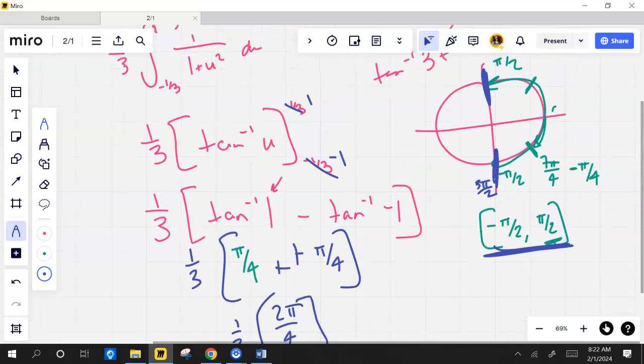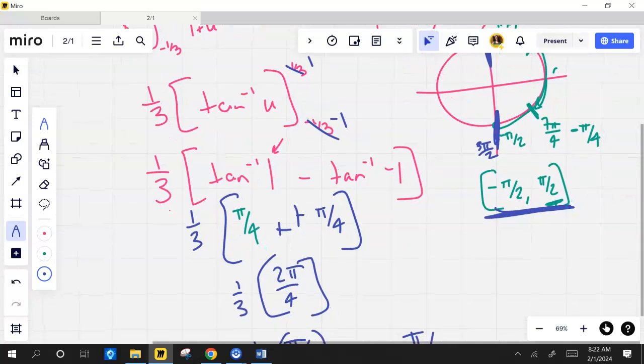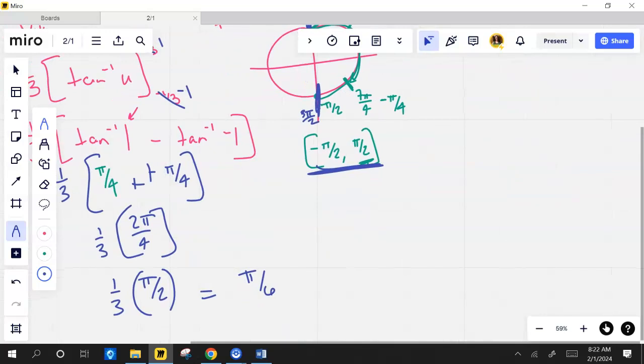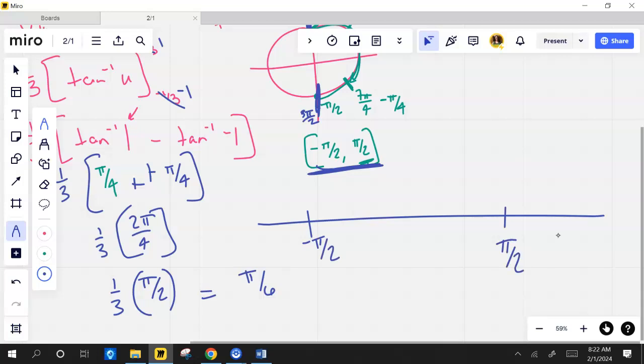Okay, because this is my range of numbers that I have that inverse tan can be, right? 7 pi over 4 is going to be all the way over here. Right, because it's a coterminal angle, right? I can name them different ways.